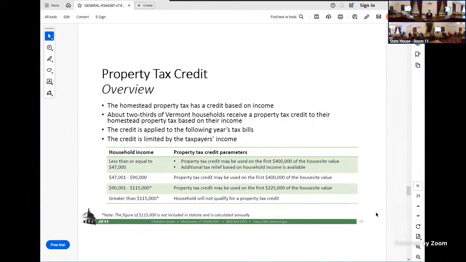The credit is on a lag, meaning that it's applied to the following year's tax bill. So a household earns a property tax credit based off of their homestead value, their income, the property tax rates, and then that credit that they earn in one year is then applied to the following year's tax bill.